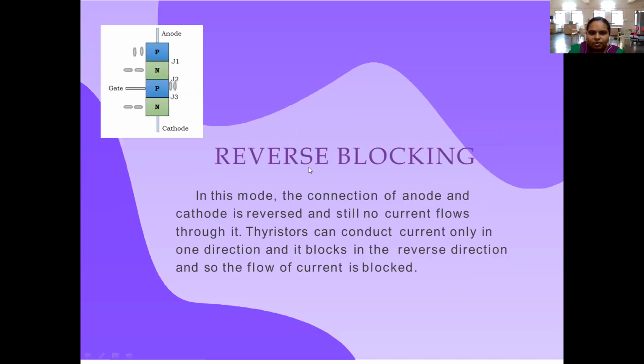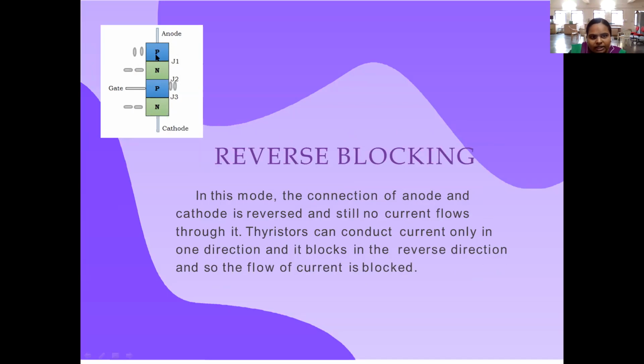The next one is reverse blocking. What is meant by reverse blocking? Instead of forward conduction, we check what happens if I give the supply in a reverse way, meaning at the anode I give the negative terminal of the battery, and at the cathode the positive terminal. Here, with the negative terminal, the holes will be attracted towards it, and the electrons are attracted towards the positive terminal of the battery.